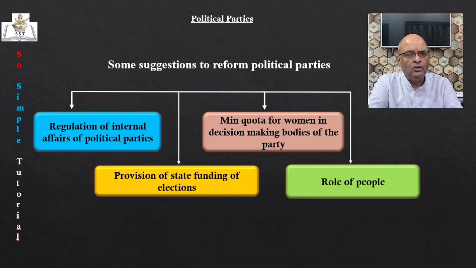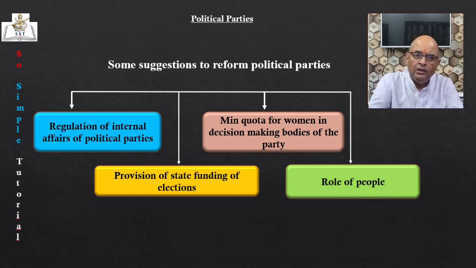Suggestion number 1. To regulate the internal affairs of political parties, it should be made compulsory for political parties to maintain a register of its members, to follow its own constitution, to have an independent authority to act as a judge in case of party disputes, to hold open elections to the highest posts.